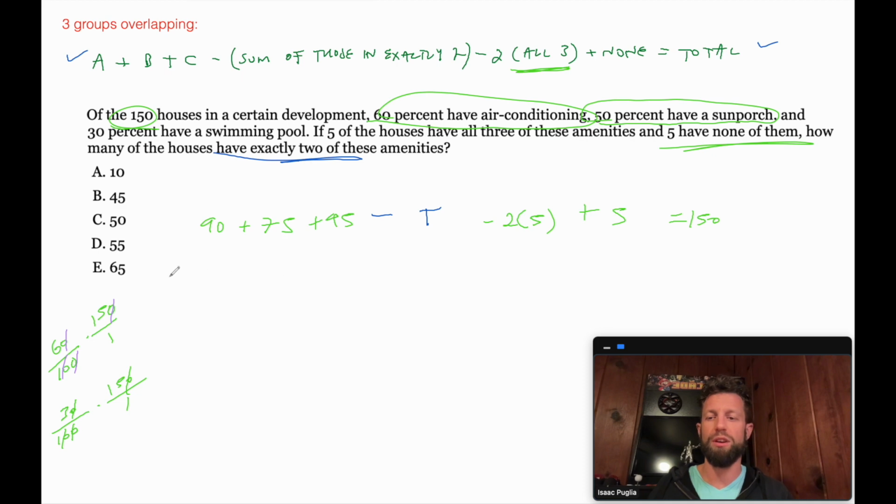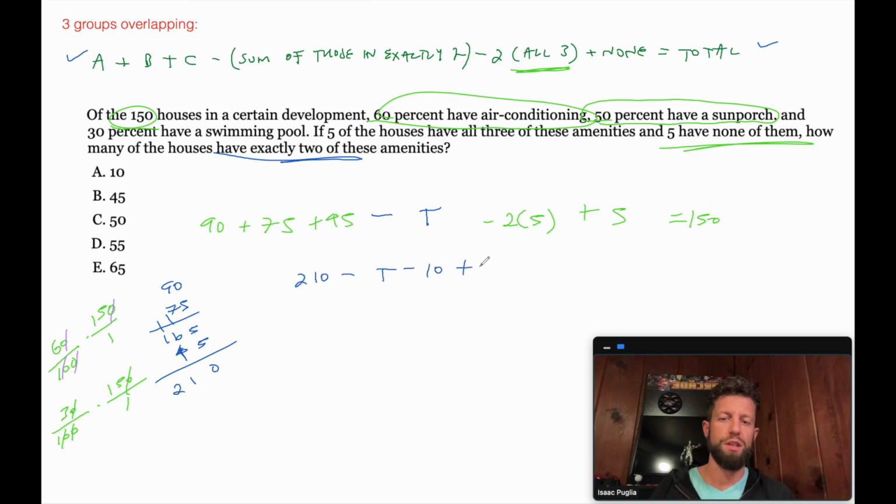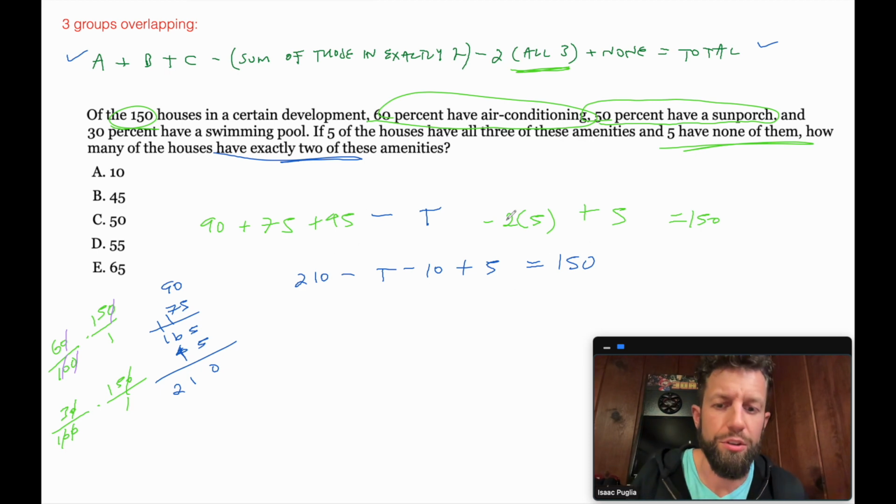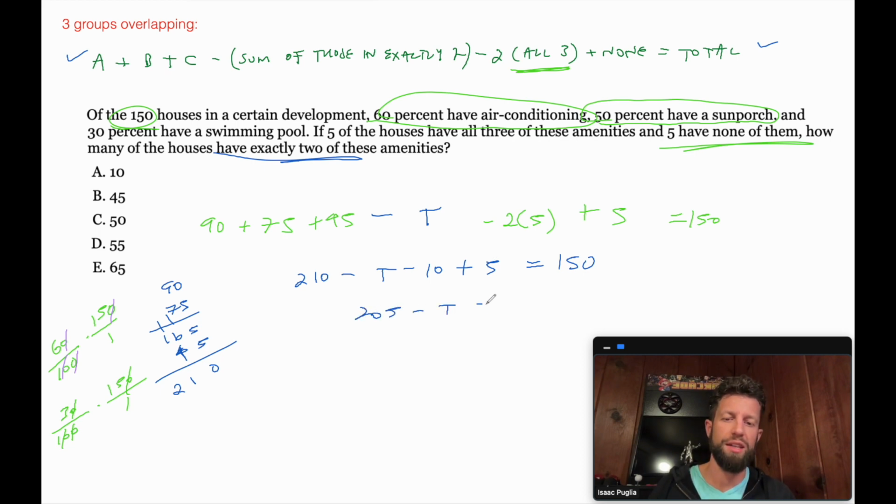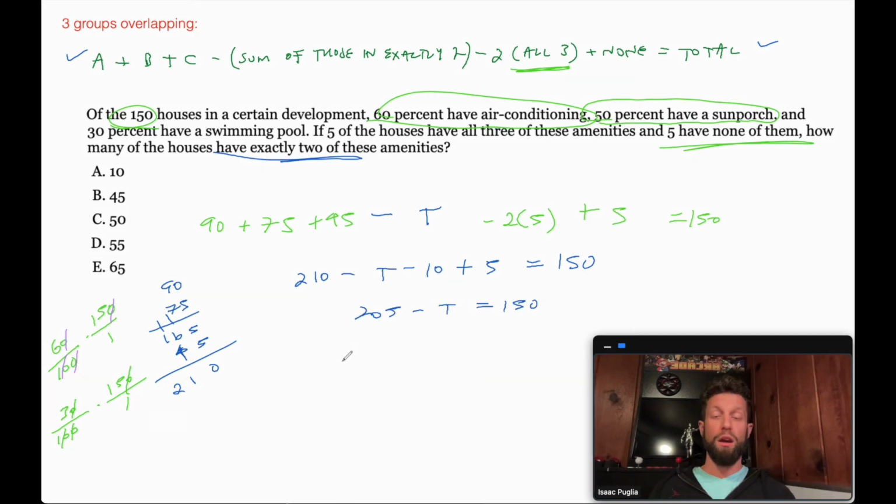Let's do some addition over here. 90 plus 75 is going to give me 165, and then I'll add 45 to that, and I will get 210. 2 times 5 is 10, plus 5. And perhaps, obviously, you can run these numbers however you personally feel comfortable. Here, I'll think 210 minus 10 plus 5. That's going to give me 205 minus t equals 150. All right, almost home free here, so I'm just going to subtract 205 from both sides.